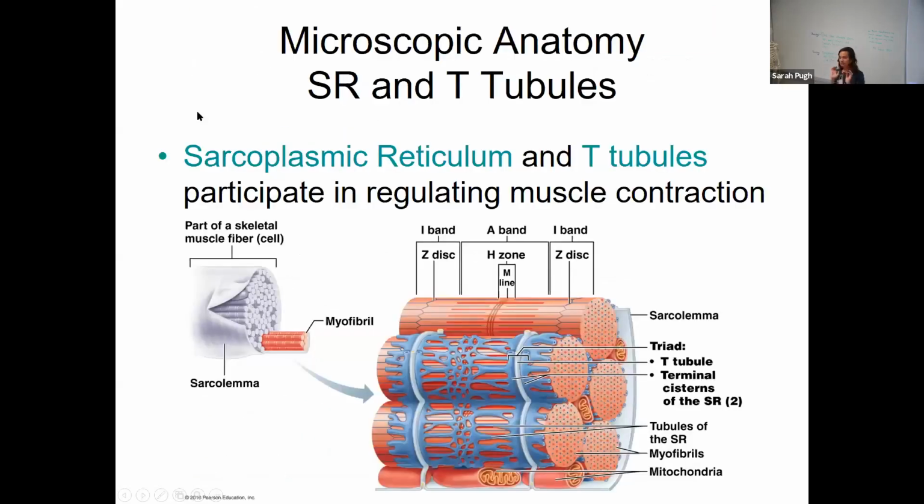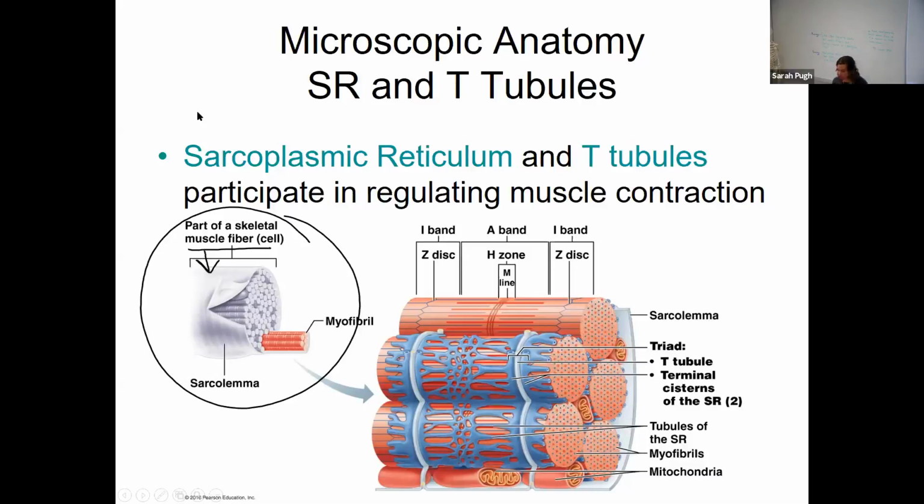Now the last thing I'm going to walk you through is the two more parts in the microscopic anatomy, the sarcoplasmic reticulum and the T-tubules. This picture is a little bit weird. So we're going to start over here, okay? You are looking at a muscle cell, right? Because here's our muscle cell, it's just in gray.